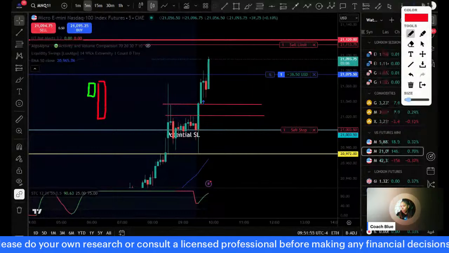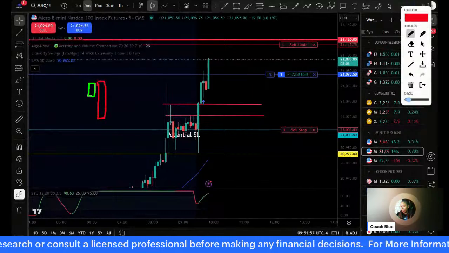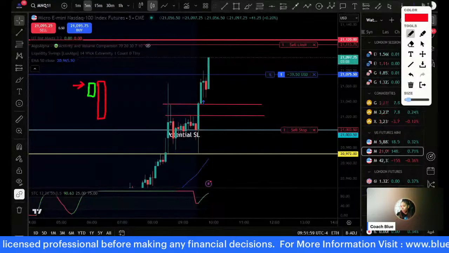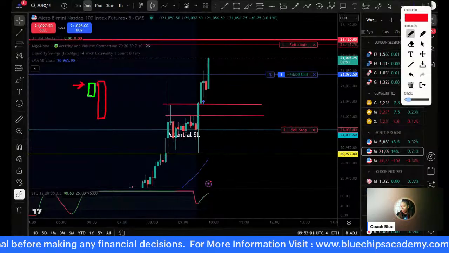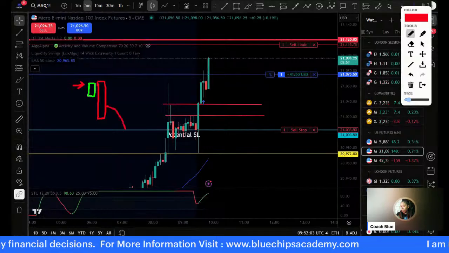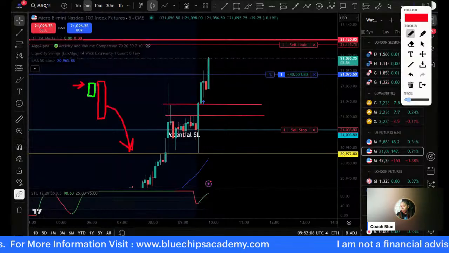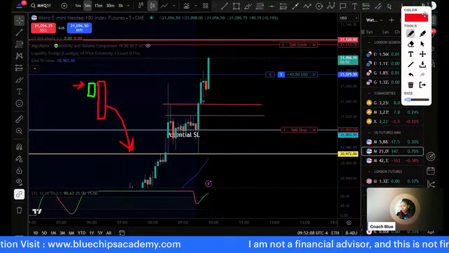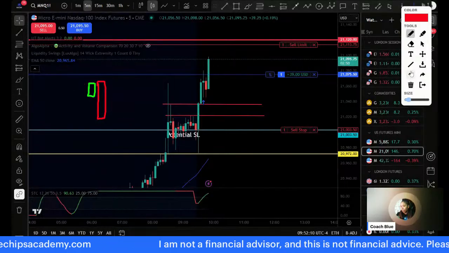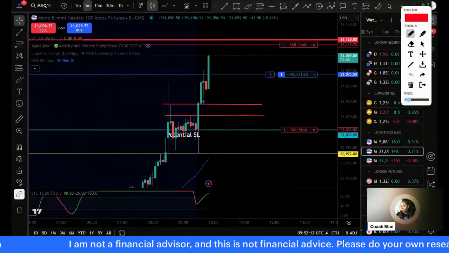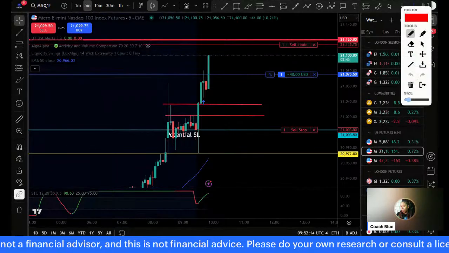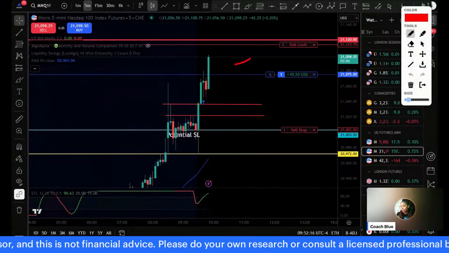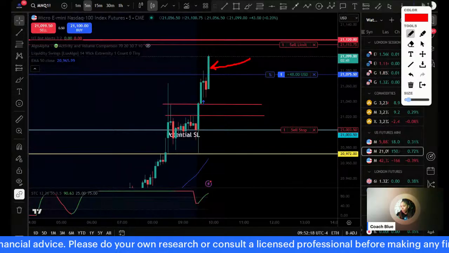So the body of the bearish candle is bigger than the body of the bullish candle. Typically when you see this, there's a 70% chance that price will continue to follow. Price will continue to follow. So right now, we're witnessing a potential bullish engulfing candle.